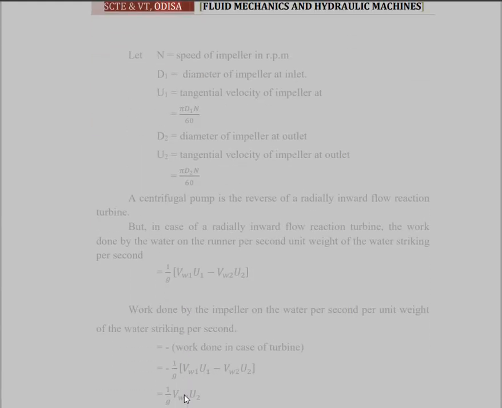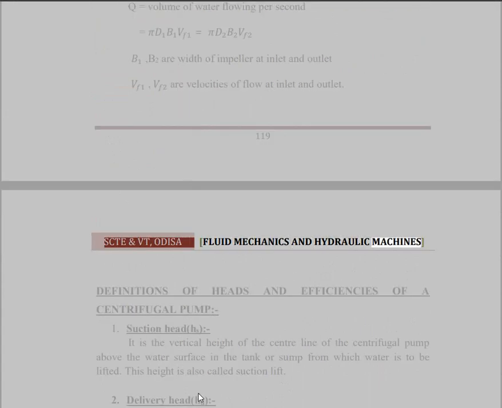SCTE and VT, Odisha. Fluid Mechanics and Hydraulic Machines.